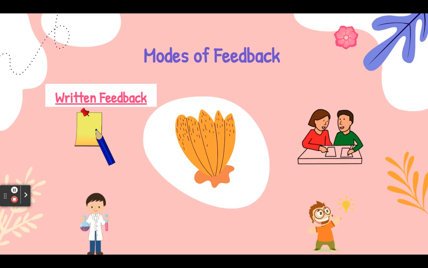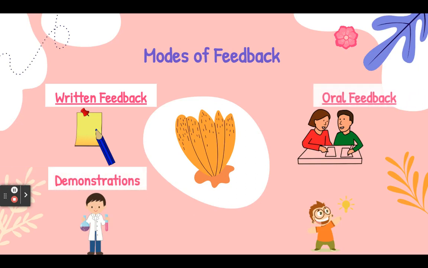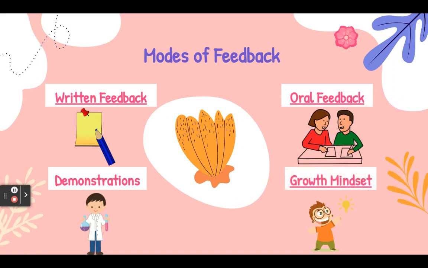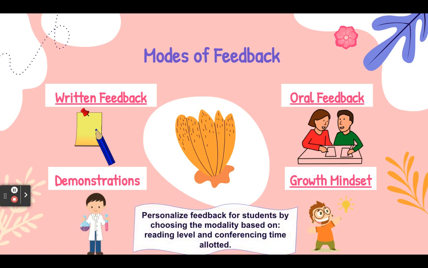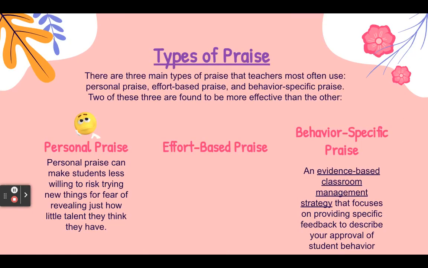When thinking about modes of feedback, we think about when is a good time for written feedback, when is a good time for a demonstration, when is a good time for oral feedback, all encompassing a growth mindset. So to personalize the feedback for students, you can choose the modality based on their reading level and the conference time you have allotted. According to understood.org, there are 3 main types of praise that teachers most often use.